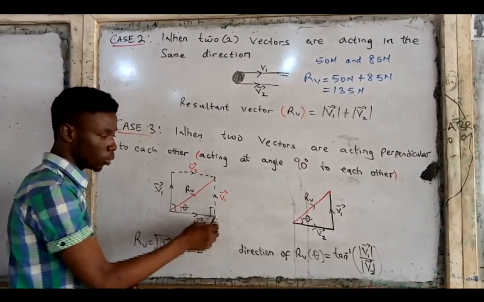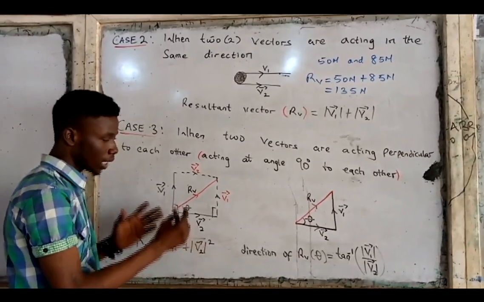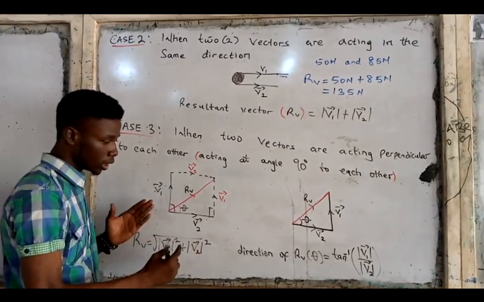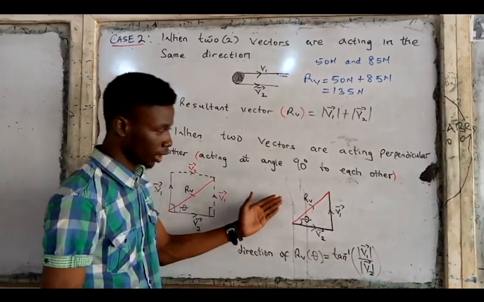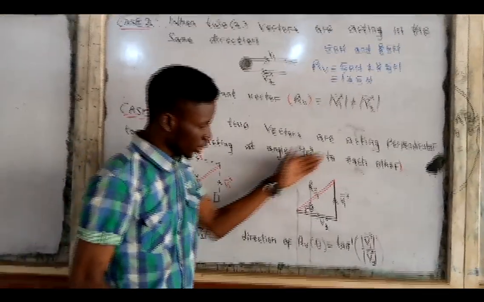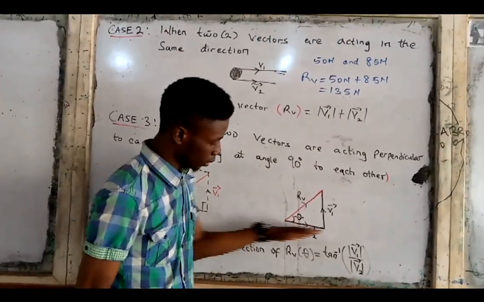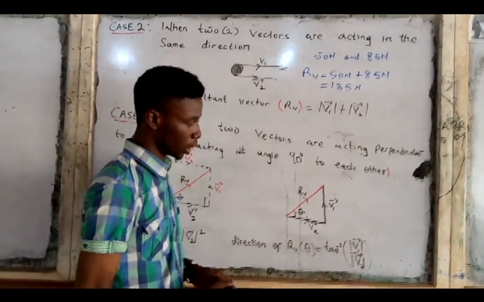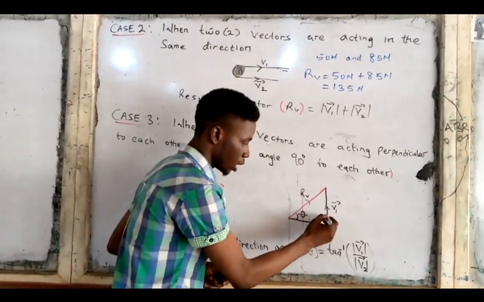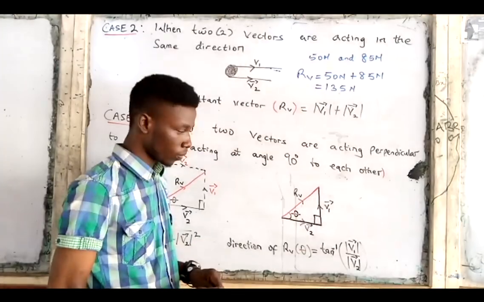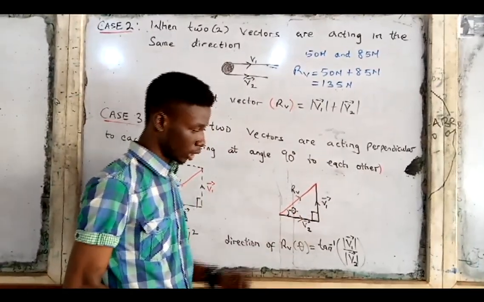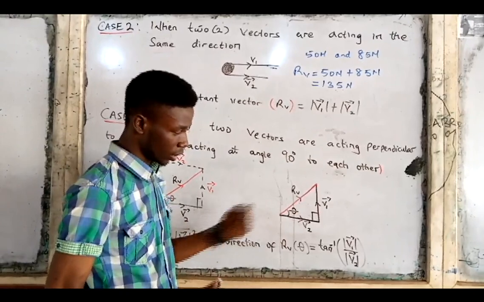So choosing this as my V1 and choosing this as my V2, you discover that this resultant vector with this V2 and this V1, they form a right-angled triangle, which I would like to represent here. This is the resultant vector. This is vector V2 and this is vector V1. Of course, they are acting at angle 90 degrees to each other. And don't forget the theta that we talked about the other time, which is the direction.